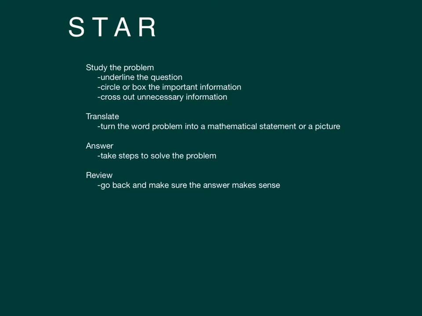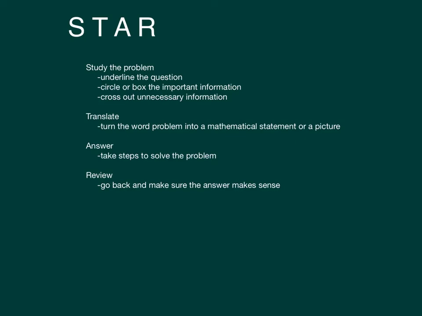So we're always going to underline the question. That's the most important part of the problem. What are we actually being asked to find? Then we want to put a box around the important information to highlight the actual stuff we're going to need, and then we can cross out everything we don't need. Get that out of the way so it doesn't distract us with meaningless information.